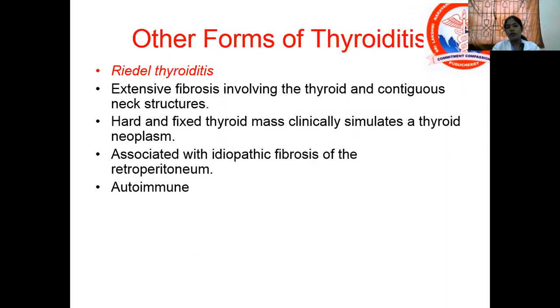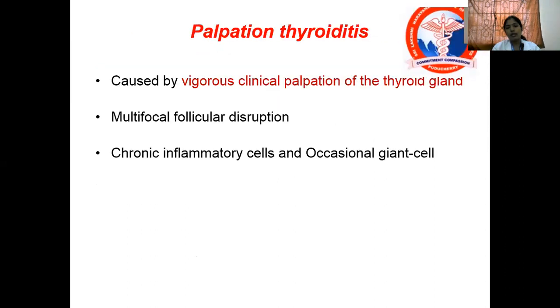Coming to the other forms of thyroiditis, that is Riedel's thyroiditis. In Riedel's thyroiditis, there is extensive fibrosis involving the thyroid and the contiguous neck structures. The thyroid is hard and fixed. It clinically simulates a thyroid neoplasm, and is associated with idiopathic fibrosis of the retroperitoneum, which is an autoimmune condition.